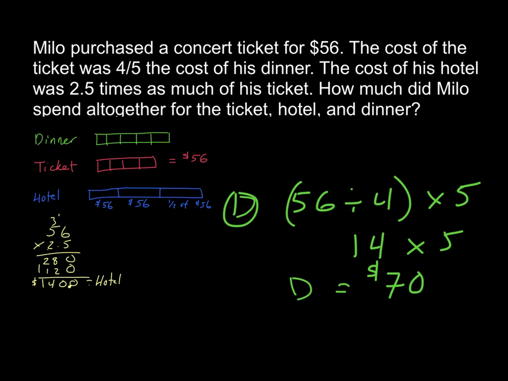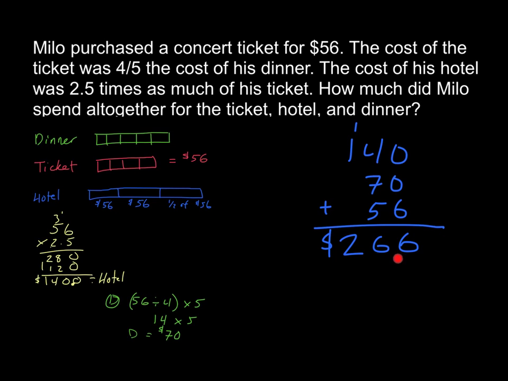And now my last step is to take all of this and add it together. So I'm going to have $70 plus $140 plus $56 to get my total. When I add everything together, I see that Milo spent a total of $266.